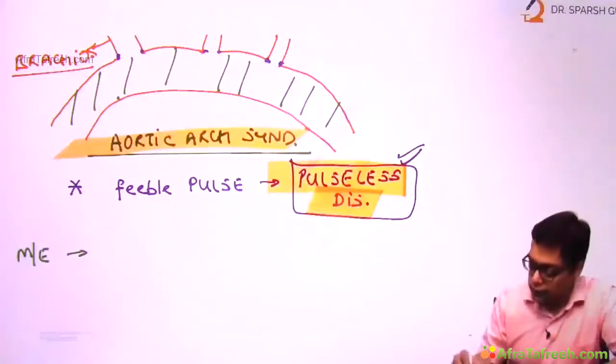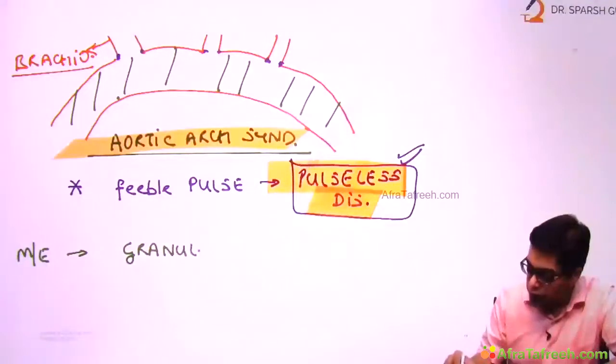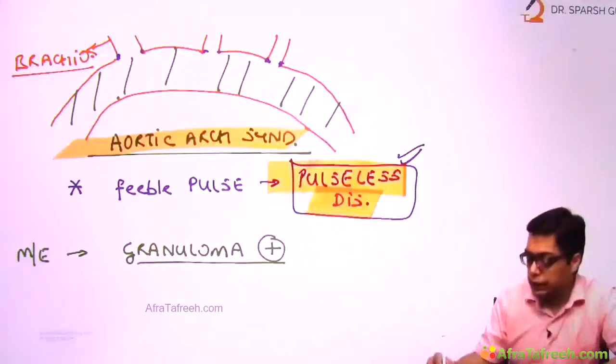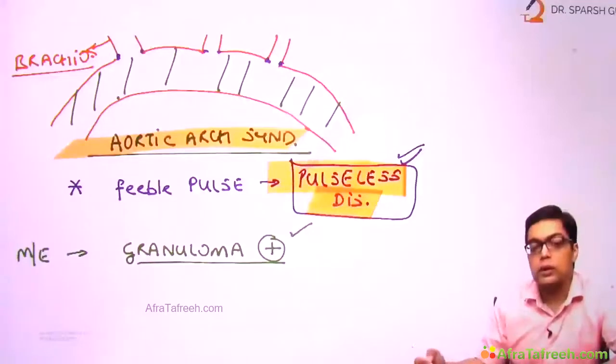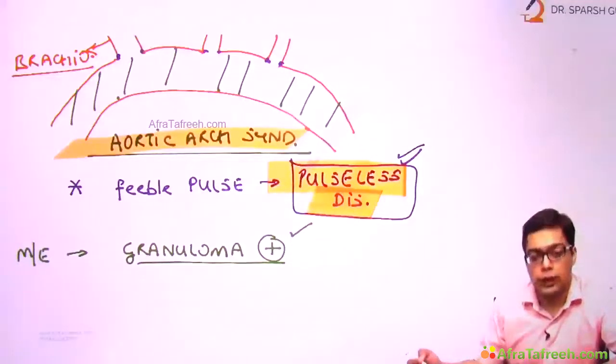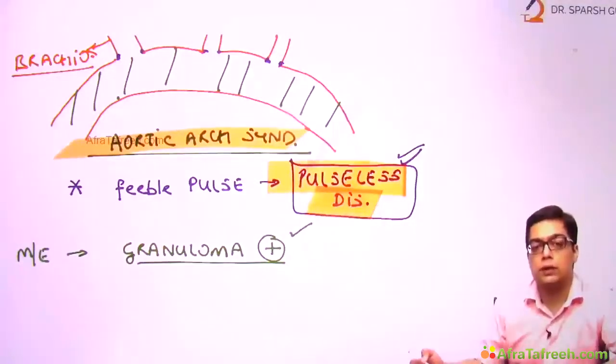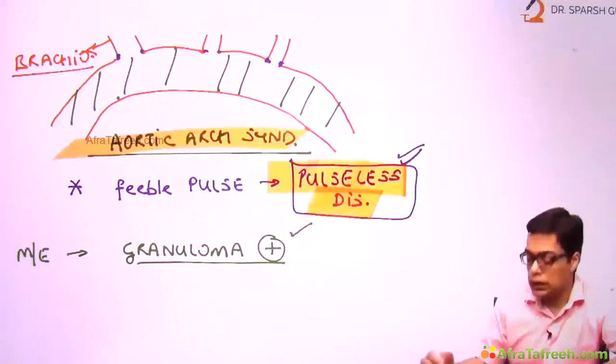At a histological level, this is again an example of a large vessel vasculitis which is associated with the presence of a granuloma. So this is the second example of a vasculitis where the granuloma is present. What we therefore need to understand is that both examples of large vessel vasculitis, whether we talk about temporal arteritis or Takayasu arteritis, are examples of granulomatous vasculitis.